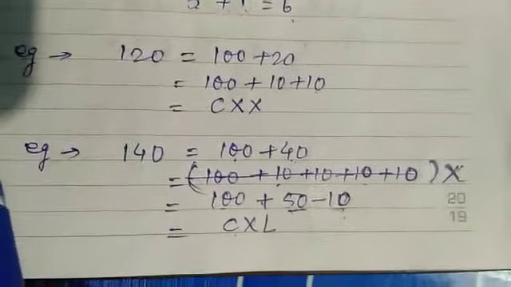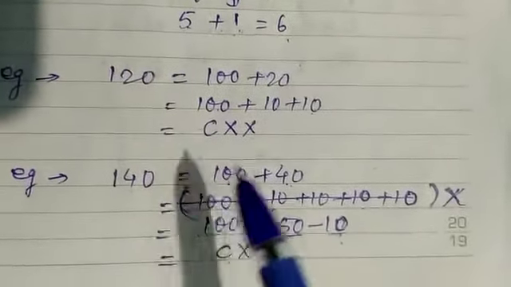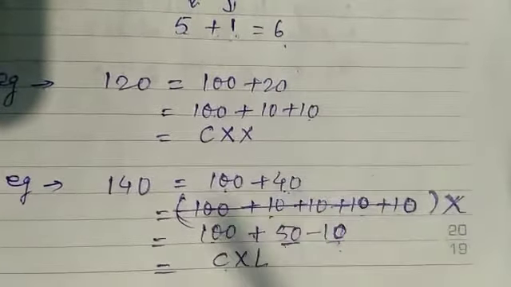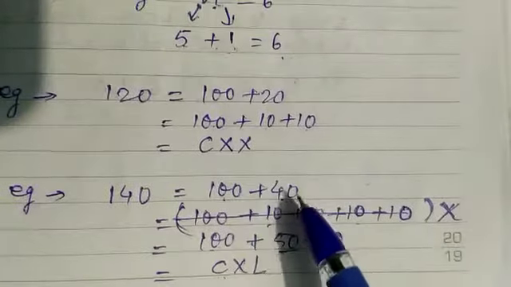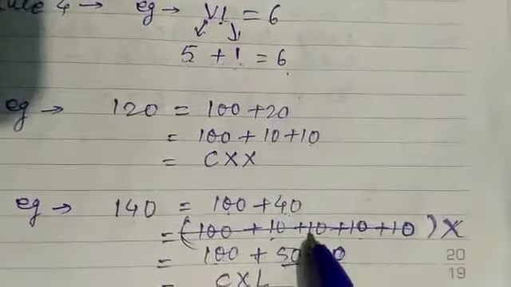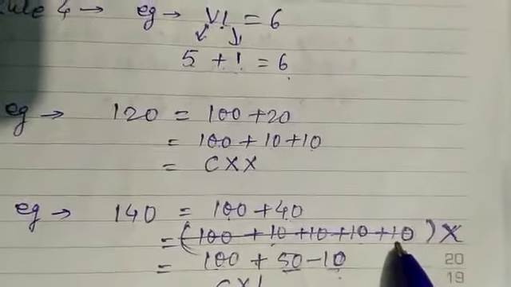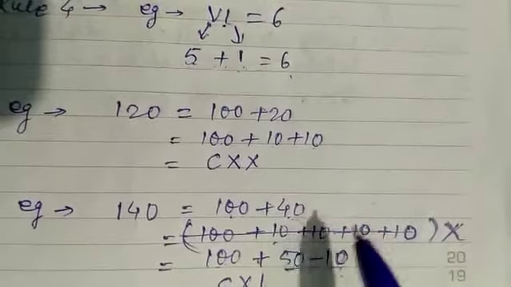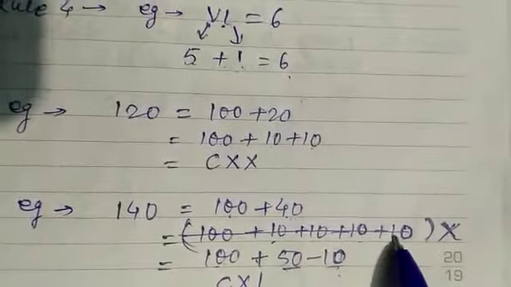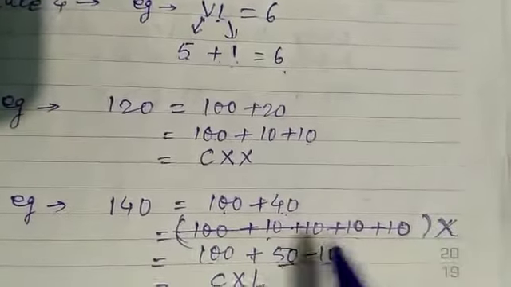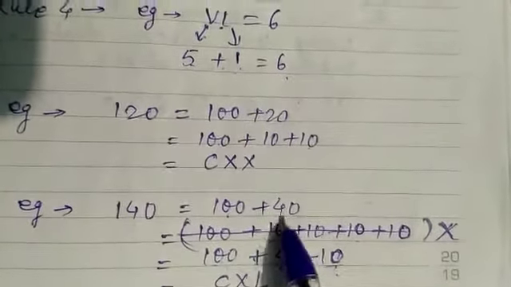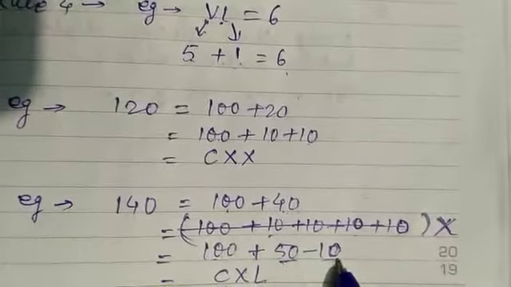The next example is 140. 140 can be written as 100 plus 40. We know 100's Roman number, but we did not know the Roman number of 40. Can you write 40 as 10 plus 10 plus 10 plus 10, 4 times 10? No, because by rule number 2, 10 can be repeated maximum 3 times, but here it is 4 times, so it is not possible. Now 40 can also be written as 50 minus 10.